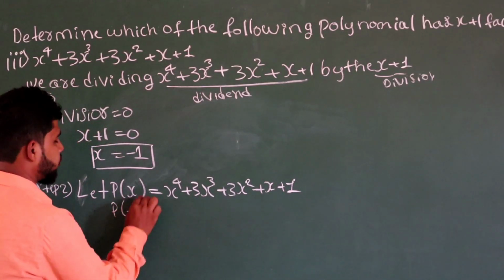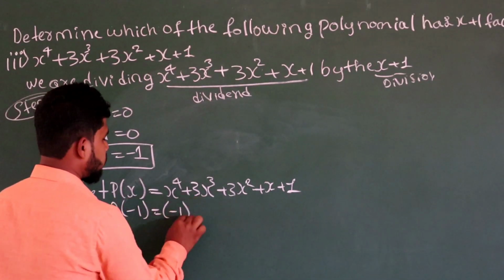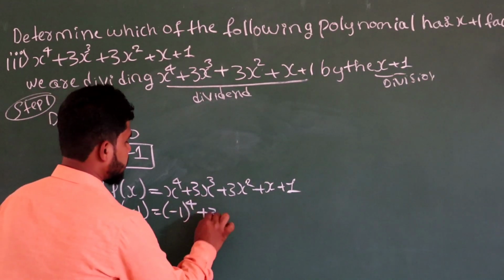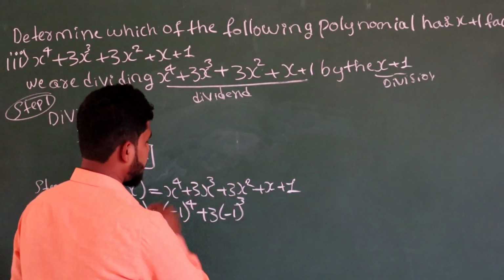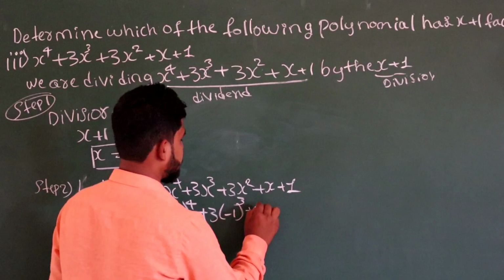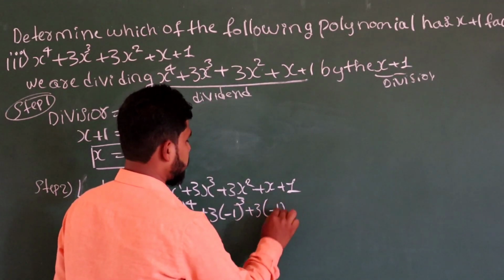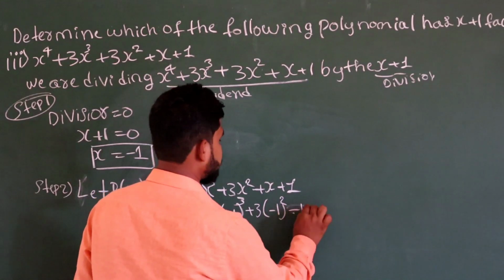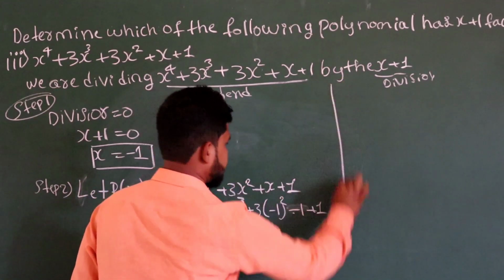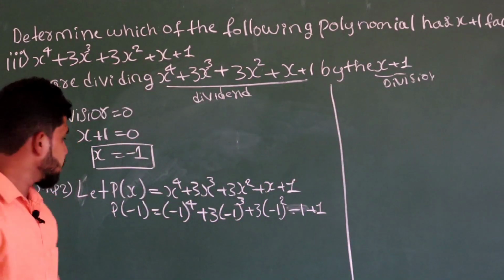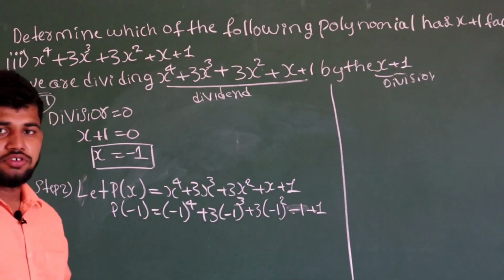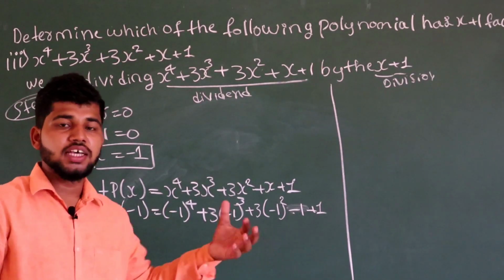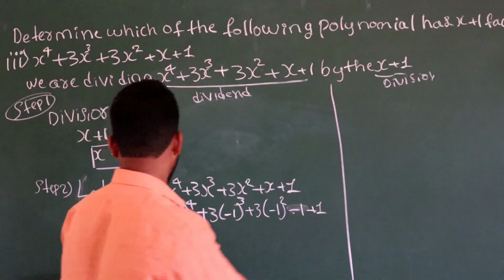P of minus 1 is equal to minus 1 whole to the power of 4 plus 3 times minus 1 whole to the power of 3 plus 3 times minus 1 to the power of 2 plus x, which is minus 1, plus 1. Using the x value, we are putting minus 1 in the place of x.